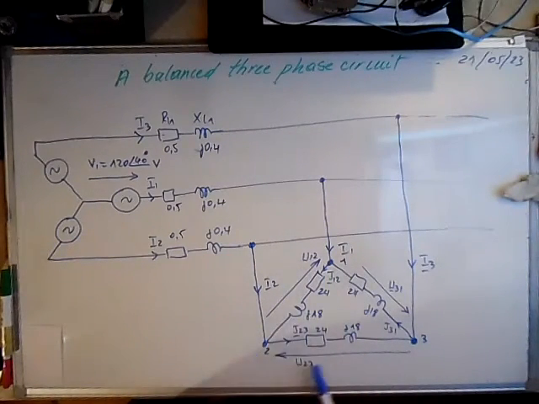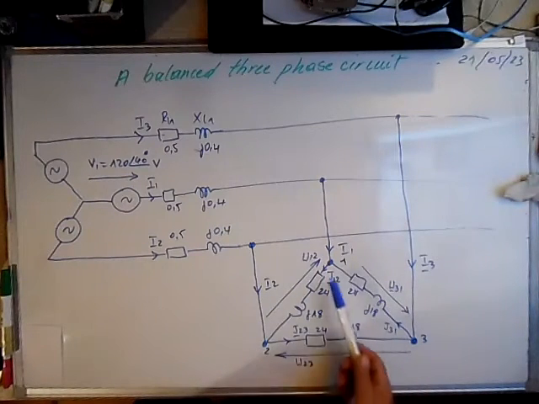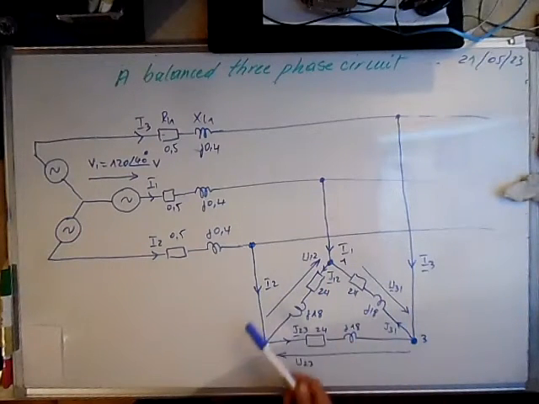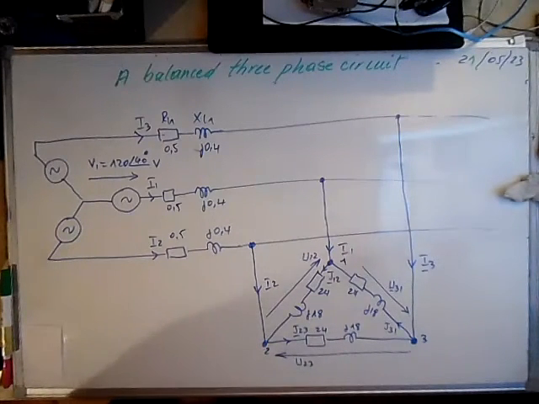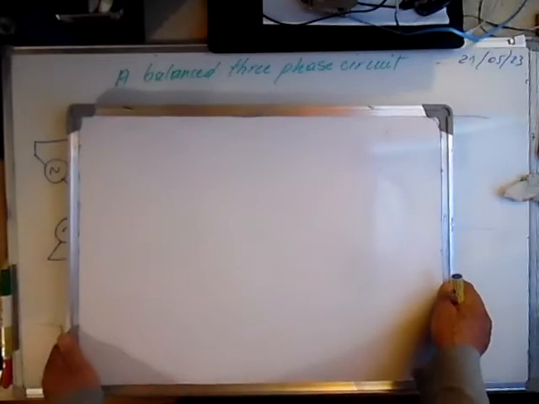So here the first thing to do: this is a balanced three-phase circuit. We have to transform this triangle or delta circuit to a star, and then the currents can be easily calculated. So let's transform the delta into a star. So we will have the following circuit.